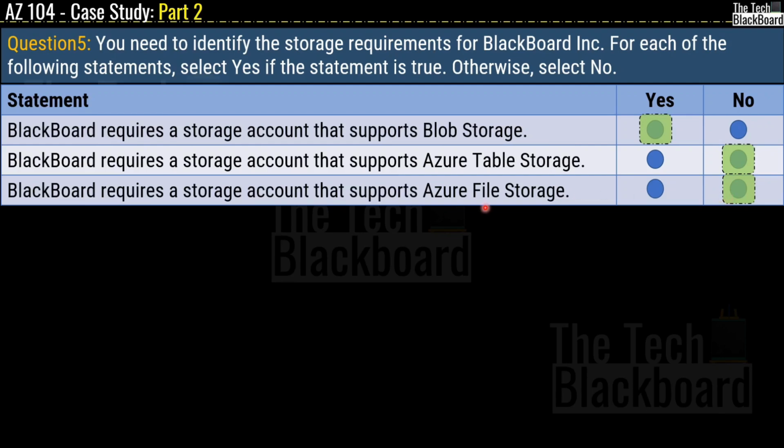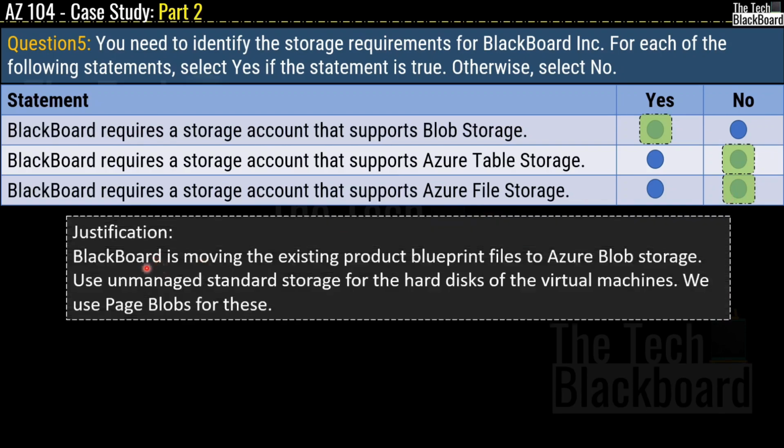Now let me give you a quick justification. Here it says that Blackboard is moving the existing product blueprint files to Azure Blob Storage. And for this objective, you should use unmanaged standard storage for the hard disk of the virtual machines. And of course, under the hood, page blobs are used for the hard disk of virtual machines.